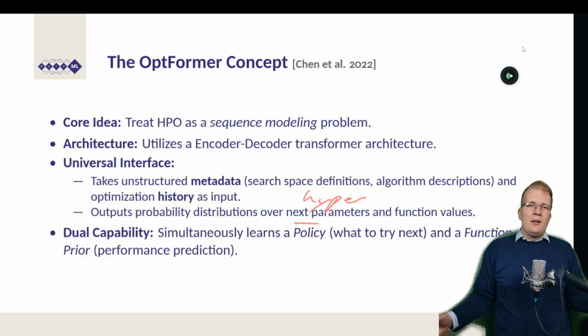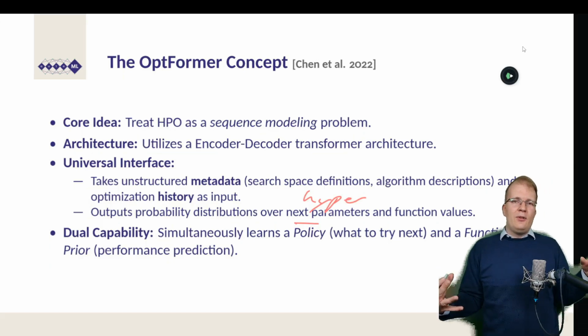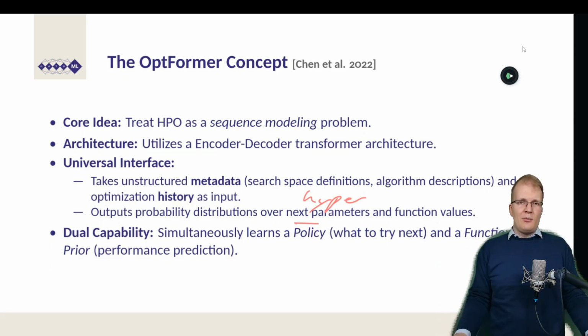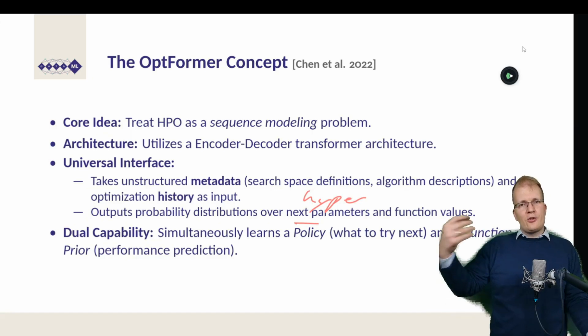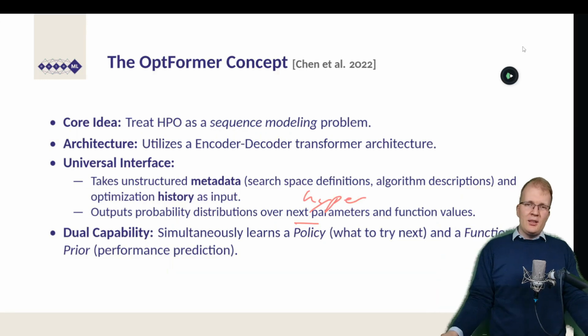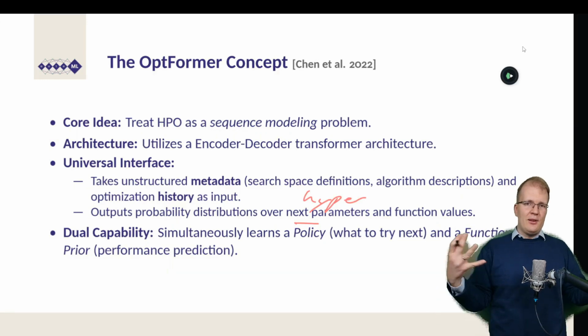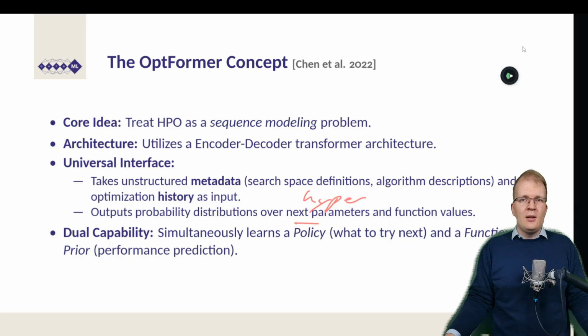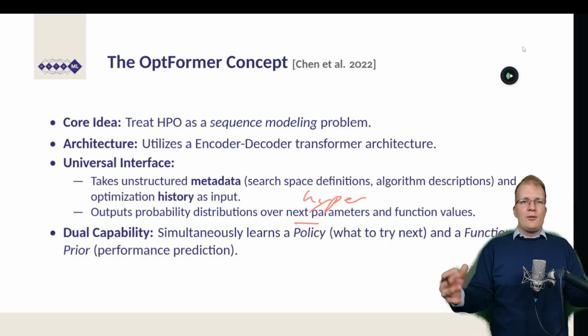What we're doing, more or less, is that we don't have an explicit optimizer anymore deciding what the next hyperparameter should be that we try, but the transformer is directly telling us. And the transformer is really learned as a policy from data, from what we have seen before. And so we can see it as a function prior for the performance prediction.